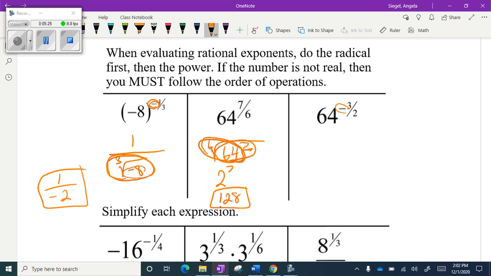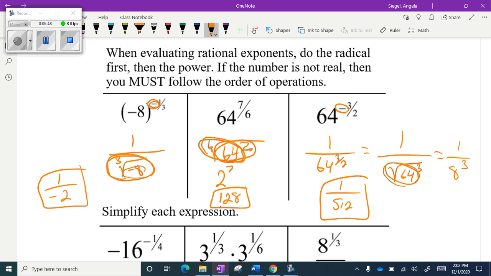Okay, so notice how we have a negative. The first thing going through my mind is that it's going to be that. I'm going to write this in radical notation just because we're used to it. So the first thing I'm going to do is take the square root of 64, which is 8, and 8 to the 3rd power is 512. So that's going to be my final answer.